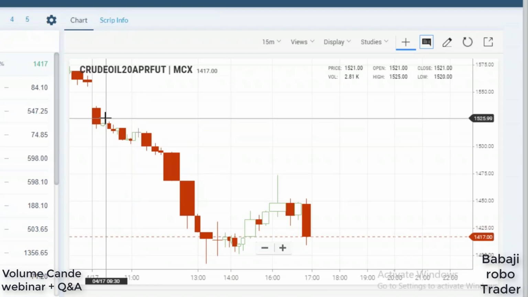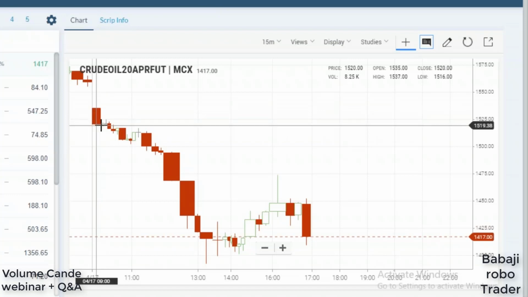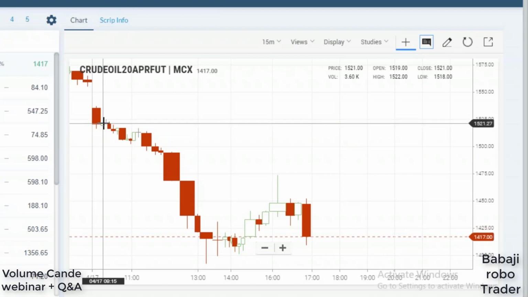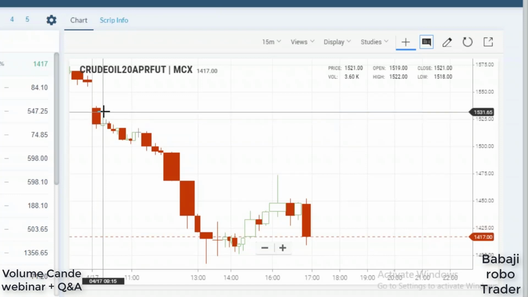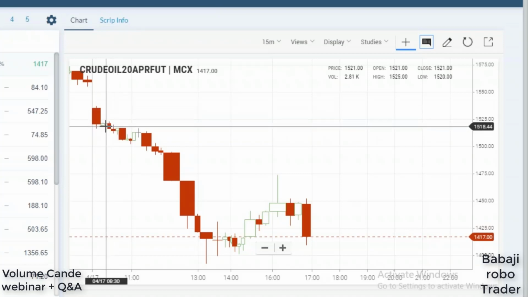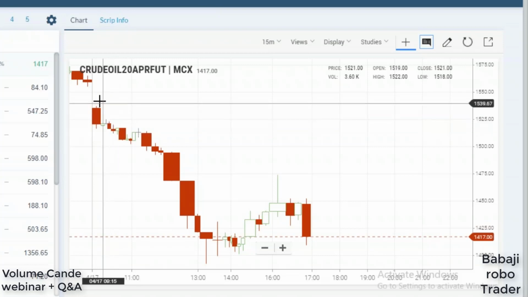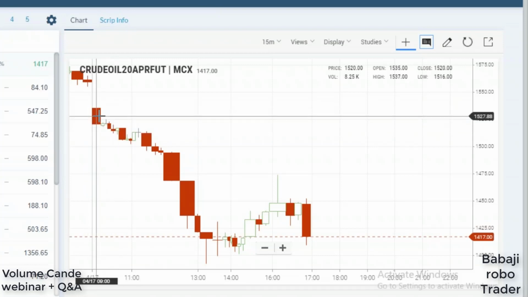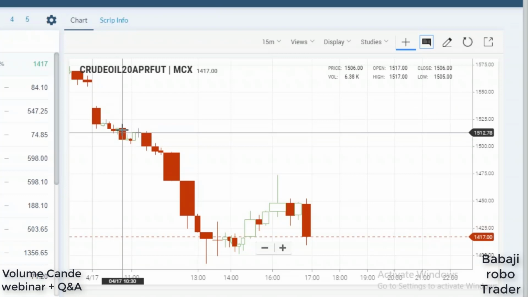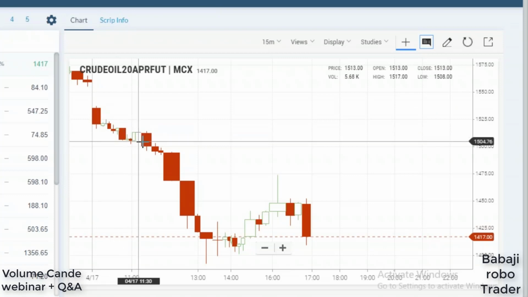When crude oil started in the morning, it is shown as a bigger bearish candle with a huge volume. If you can take a risk, you can go for a sell at this same candle and keep the SL as the high of the candle, because after that we can see there are only small candles. Suppose you miss this opportunity, again it's giving an opportunity at this candle, and again at this candle.